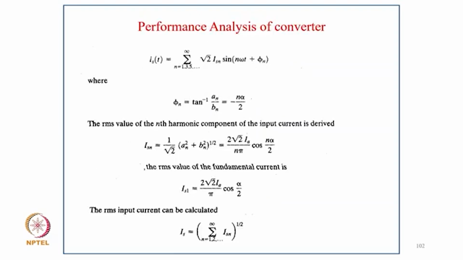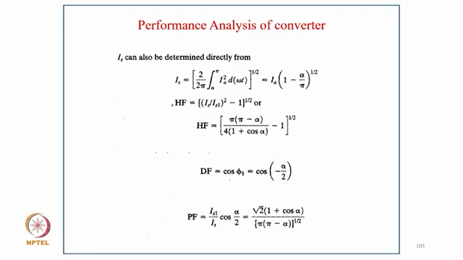And now is(t) equals the sum for n equal to 1, 3, 5 to infinity of root 2 ISn sin(nωt plus φn), where φn is tan inverse of An upon Bn, equal to minus nα by 2. The RMS value of the nth harmonic component of input current is ISn equal to 1 upon root 2 in bracket An squared plus Bn squared, to the power half, or equal to 2 root 2 Ia upon nπ cos nα by 2. The RMS value of the fundamental current is IS1 equal to 2 root 2 Ia upon π cos α by 2, and input RMS current can be calculated as IS equal to in bracket sum n equal to 1 to infinity of ISn squared to the power half, and IS can also be determined directly.